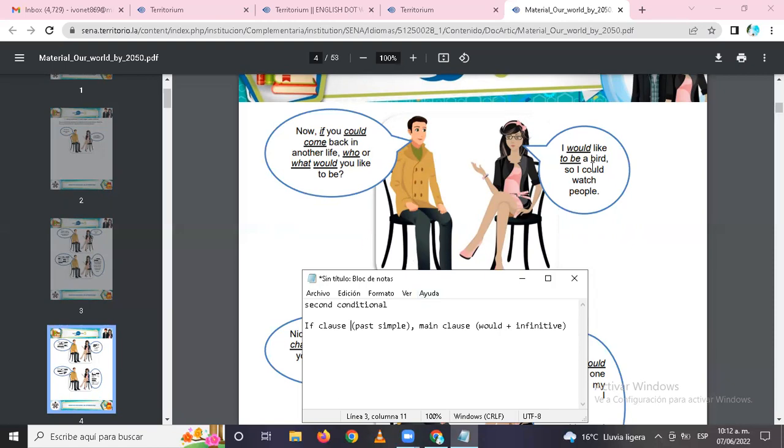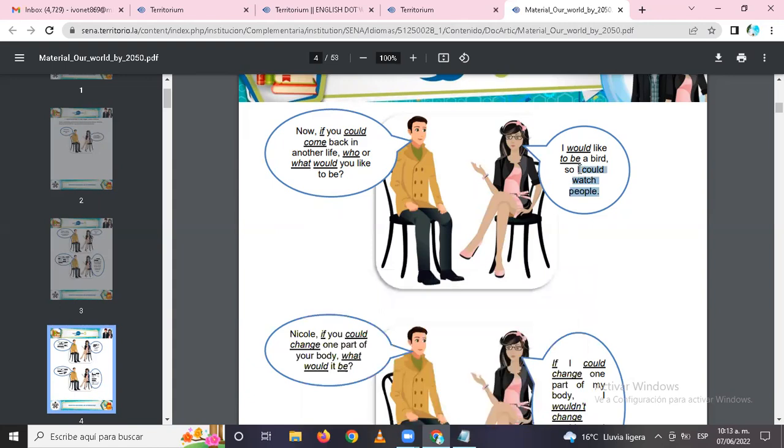Here we have another example. Now, if you could come back in another life, who or what would you like to be? Acá le metí algo, ¿cierto? I didn't read, sorry. So, if you could come back in another life, who or what would you like to be? I would like to be a bird so I could watch people. That's an awkward answer.